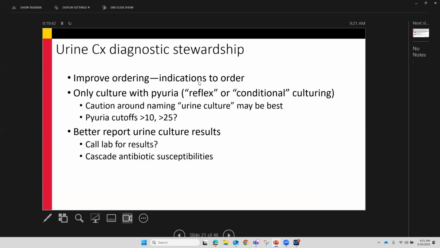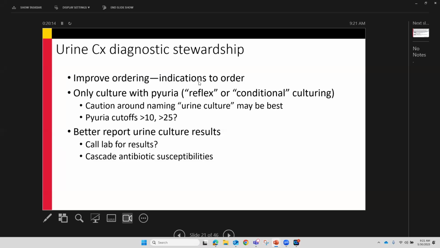Okay, and so what can you do to improve urine culture diagnostic stewardship? Well, I think there's three main things. One is to improve ordering. This is a little bit more complicated because this is often like building something into the electronic health record so that when you try to order a urine culture, you need to give the indications and basically show that somebody has symptoms that would drive this, because you want to treat people with symptoms and not treat people who have asymptomatic bacteriuria.